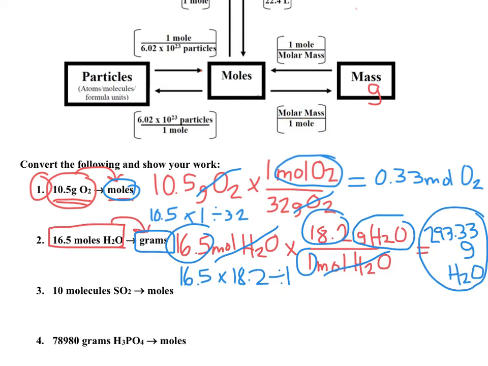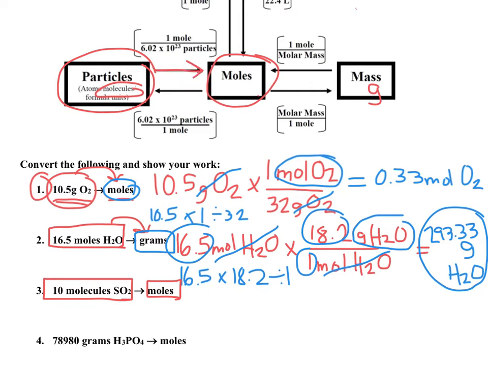If we look at number 3, it says you have 10 molecules of SO2. Well, molecules, at first you might be like, wait, where is that on the mole map? But it says right here, molecules. So you must be starting at particle island. And then it wants you to convert to moles. So to do that, you're going to have to go to mole island. So the bridge you're going to need to use is the top number. All right, so this is the conversion factor we have to use.